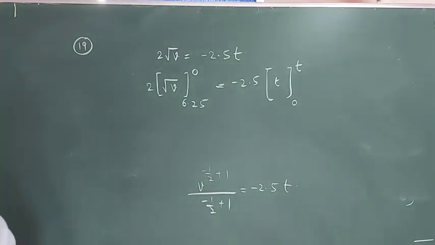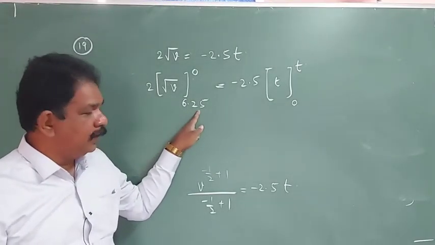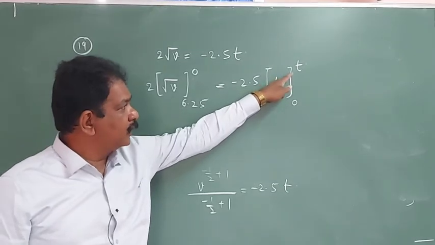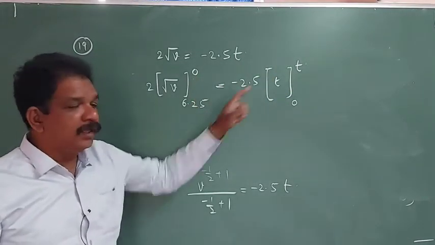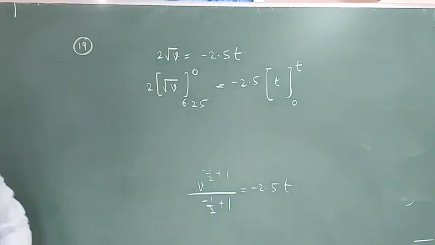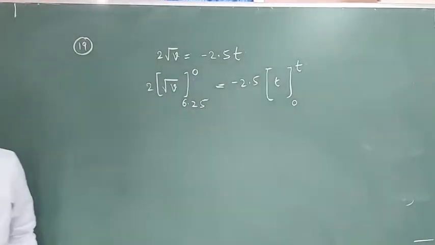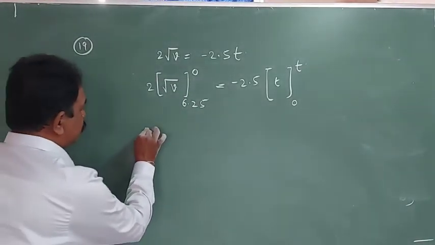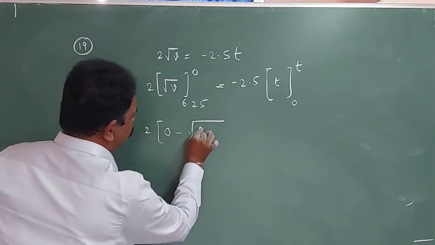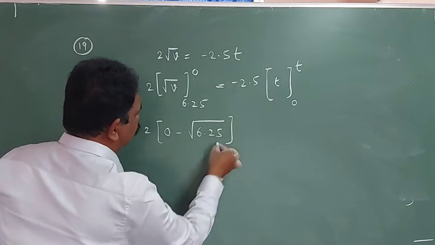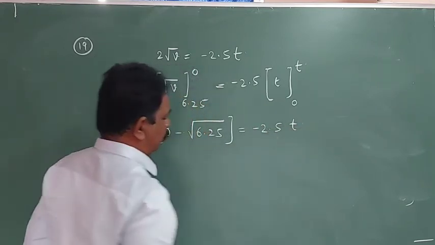What is the meaning of this? At 0 time, velocity is this one. After some time, velocity becomes 0. What is that time value? That is the question. If we substitute the limits, what we will get is 2 into 0 minus 6.25 minus 2.5 into t.